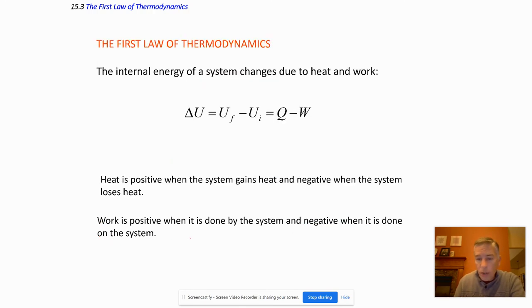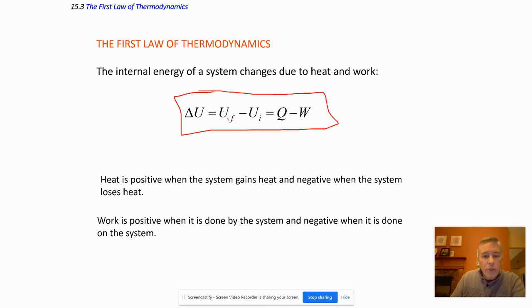Those are key words. The first law of thermodynamics pretty much boils down into this equation right here. The change in internal energy is equal to the final energy minus the initial, so that's just our normal, but it's equal to Q minus W. So it'd be the heat plus the work. But since changing internal energy is being done on the surroundings, that's decreasing it when it's done on the surroundings and increasing when it's done on the system, that's what's going to affect it.